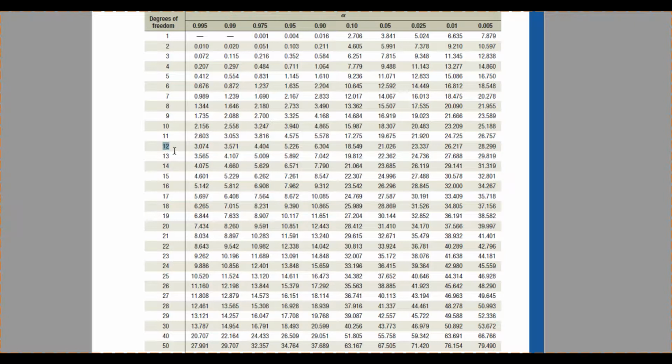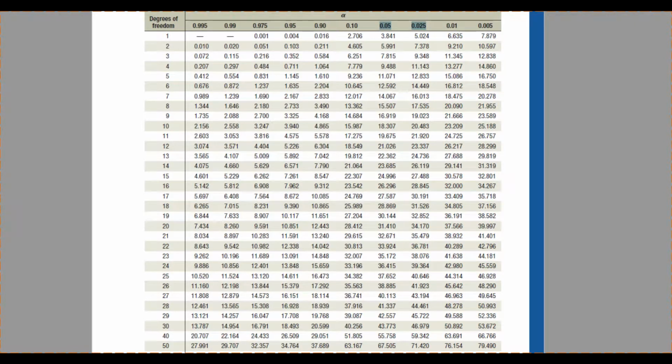So let's look at another example. If the df is 12 and we're looking at a right-tailed test with a test value of like 22, then we want in between 21 and 23 here. So therefore we look this up, and our p-value is between those two numbers, 0.05 and 0.025.